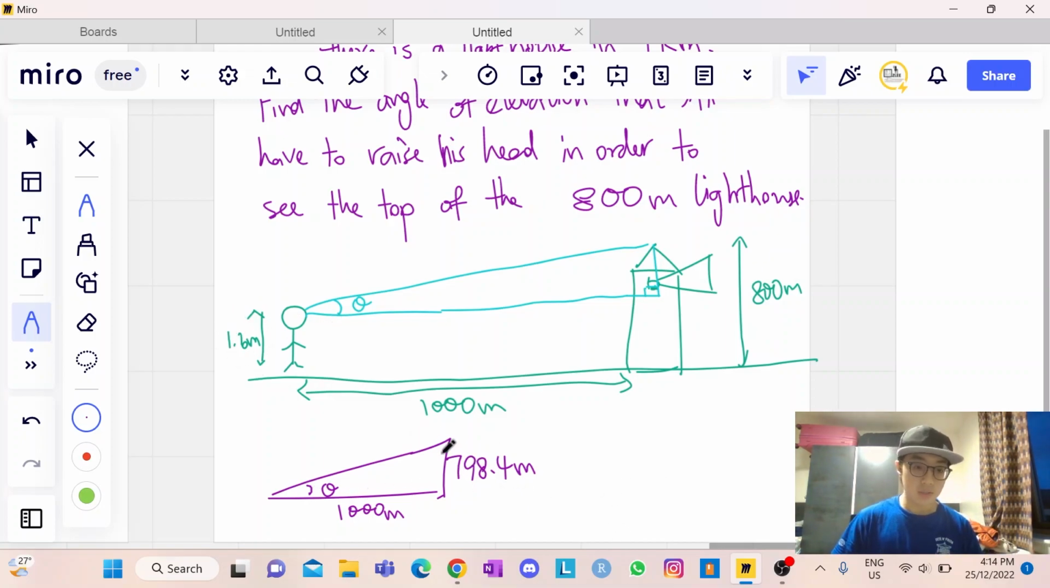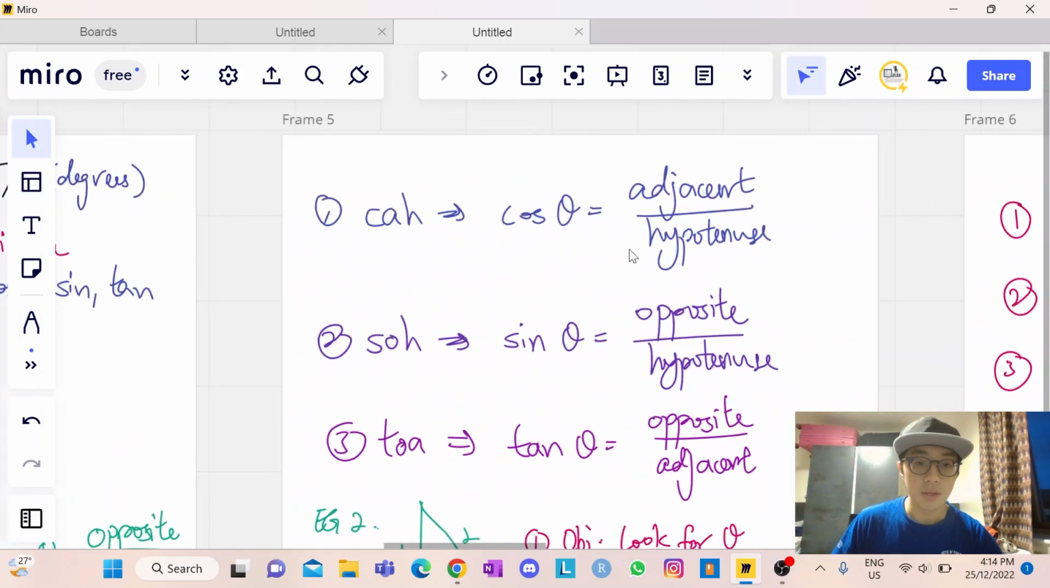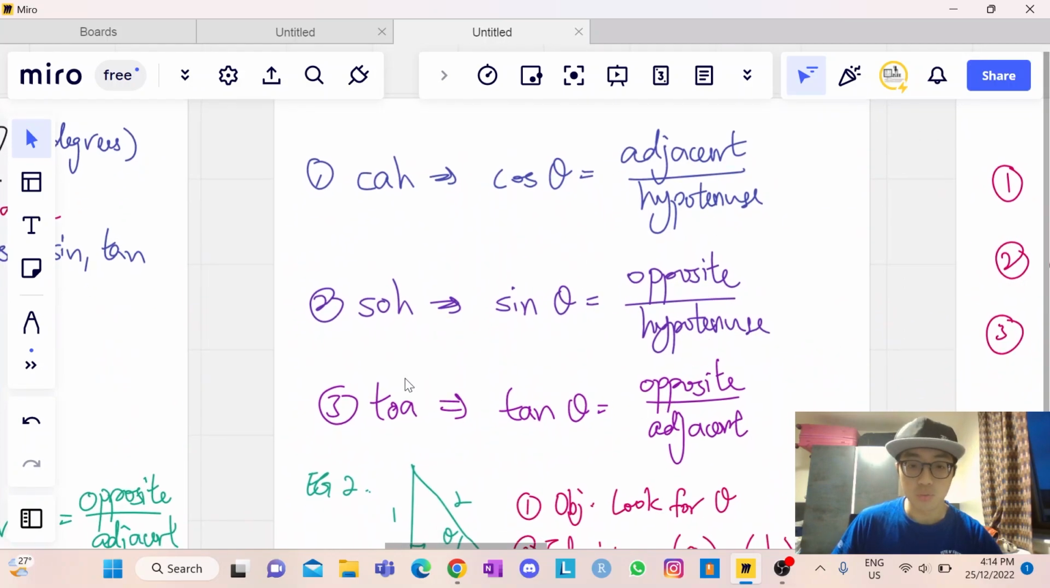So from this we have theta, and then we have the opposite value, and this is not the hypotenuse. Hypotenuse is the longest side of the triangle. Therefore this is adjacent. If we refer back to cah soh toa, there's only one ratio which doesn't need the hypotenuse, which is tangent.